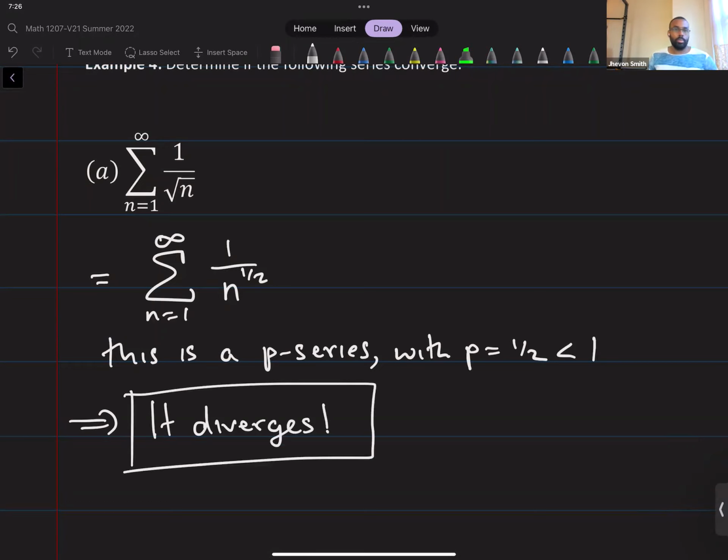Right. So look at this guy. I know a bunch of forms in my head. Okay, I know what a geometric series looks like. I know what a P series looks like. I know what all these other things look like. And I will be able to say, oh, this is actually a P series, this guy. And once I know that it's a P series, I know how that works.